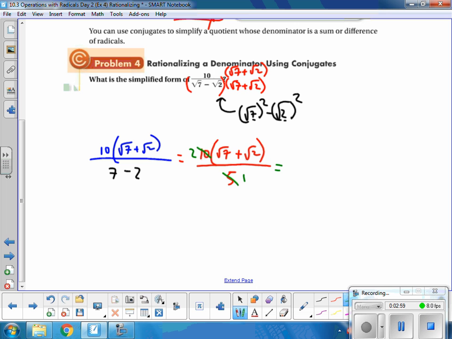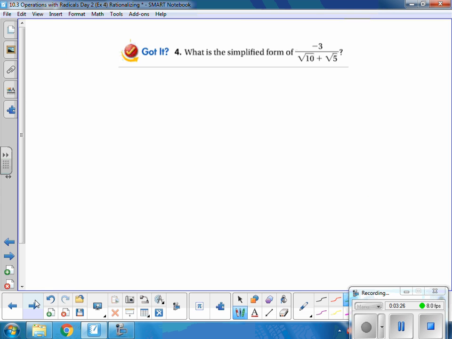Like if you distributed early, you are still going to end up with 2 times the square root of 7 plus 2 times the square root of 2. My denominator is 1. This is my simplified form. I could add these two together if they were both the square root of 7 or if they were both the square root of 2 and combine those like radicands, but I can't. Thus, simplified.